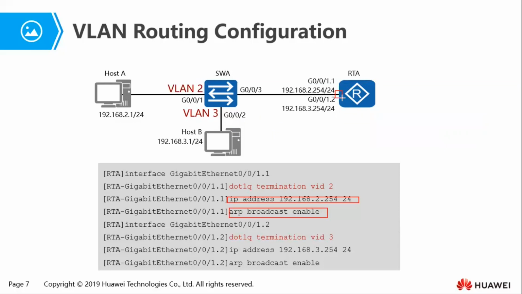But when you do this ARP broadcast enable, then it ensures that the sub-interfaces can process ARP broadcast packets in order to enable devices on different VLANs to learn their peers' MAC addresses. So that is what that command is for. Whatever we are doing here on this sub-interface 1.2 are the same commands that I've explained up there.